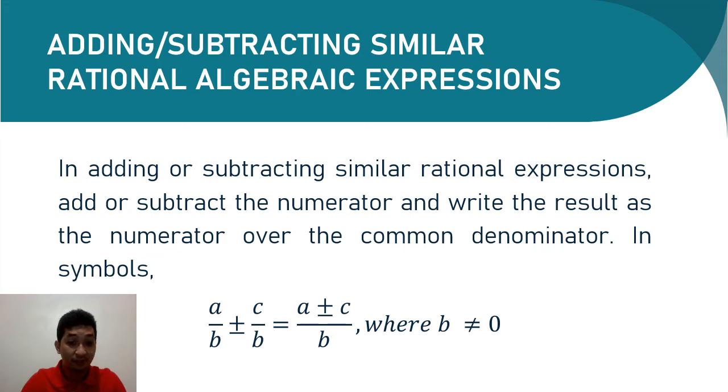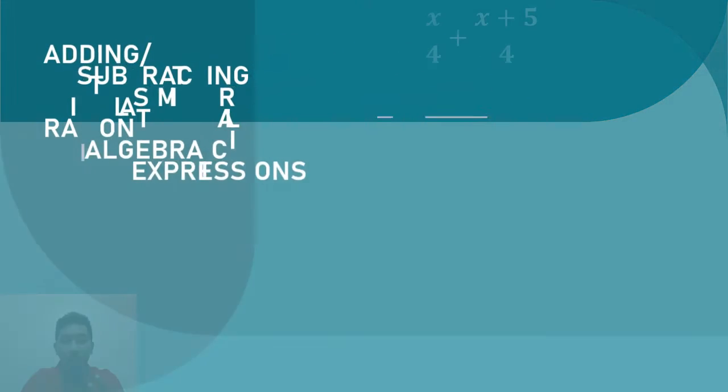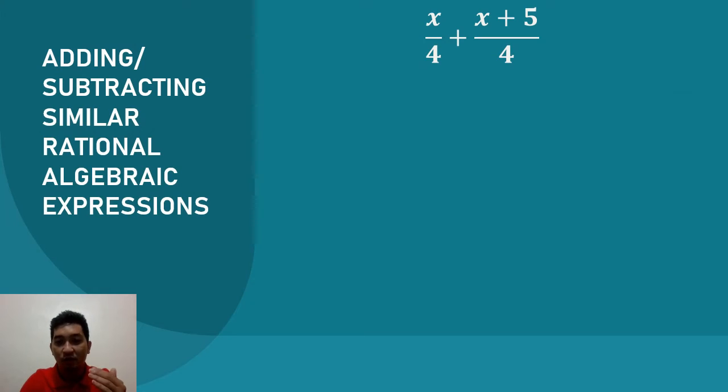Okay, let's go with an example. So you were given x over 4 plus x plus 5 all over 4. Okay, so how do you add this? So the first thing, you just have to look at the denominator. Common ba? Common po. Madali na po yan.